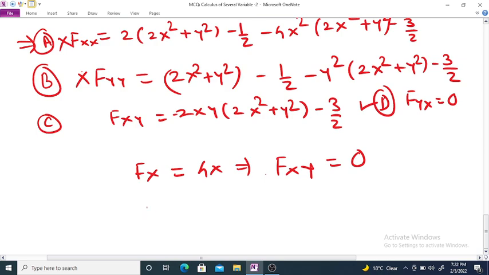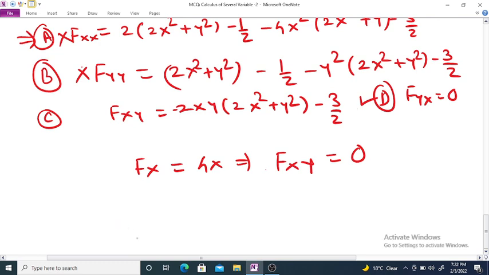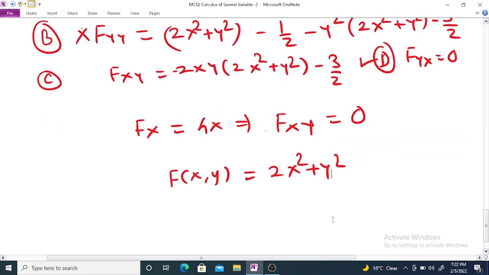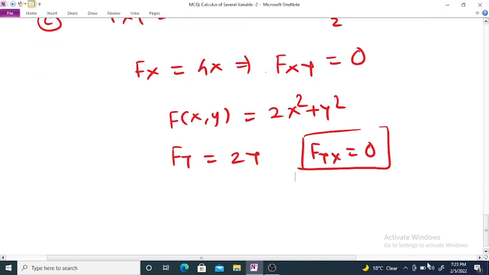Since f of xy is same as f of yx, what is your f of xy? F of xy is equal to twice x square plus y square. So if you find the partial derivative with respect to y, then f of y is equal to twice y, and f of yx is equal to 0. So the mixed partial derivative is equal to 0.